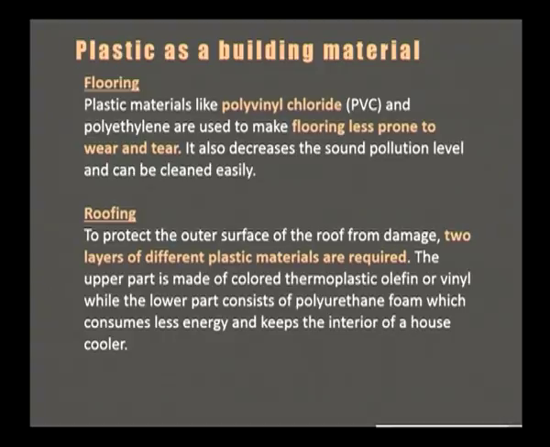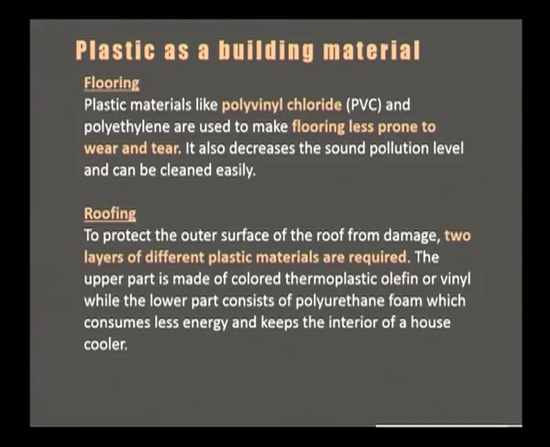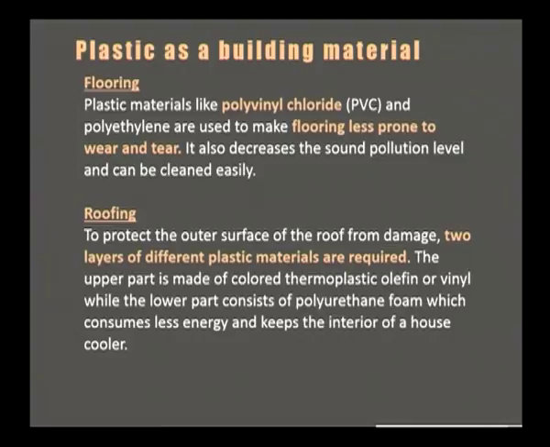Plastics can also be used in roofing to protect the outer surface of the roof from damage. Two layers of different plastic materials are required. So roofing is a very basic element in architecture, and it is basically used to protect a particular space from the harmful effects of sunlight and UV light, and to shield it from harsh sunlight. This is done by two layers of different plastic materials. The upper part is made of colored thermoplastic olefin or vinyl, while the lower part consists of polyurethane foam, which consumes less energy and keeps the interior of the house cooler. So apart from protecting it from direct sunlight and UV light, it also acts as insulation and promotes thermal insulation. So its application as a roofing material is very ideal.